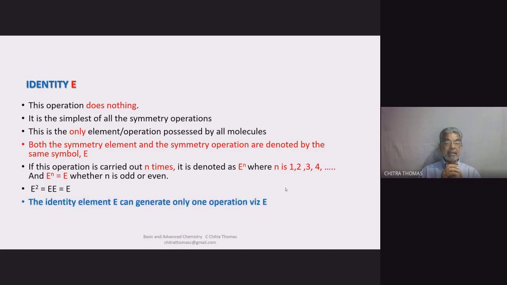The identity E can generate only one operation, namely E. This is a very, very important fact. If you want, you can jot that down. The identity element E can generate only one operation, namely E.